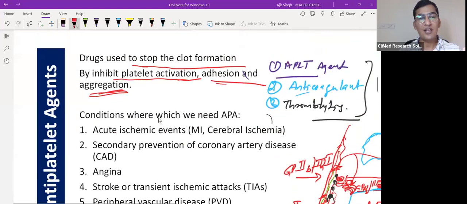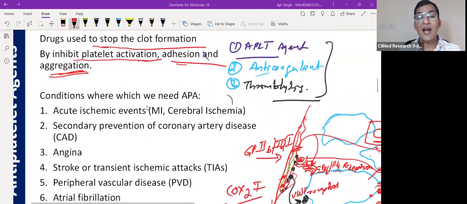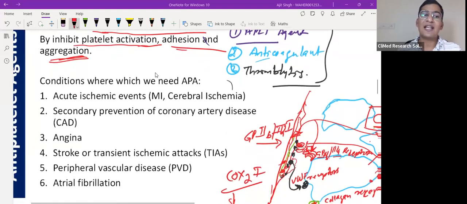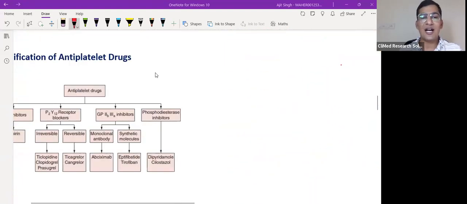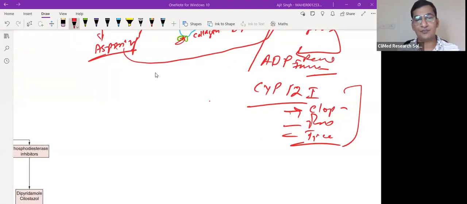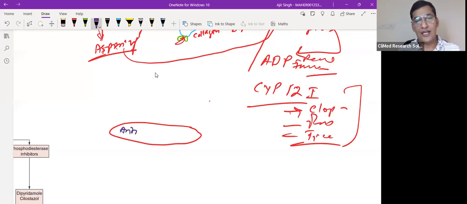See, look at this. These are the drugs used to stop clot formation by inhibiting platelet activation. So multiple mechanisms, as I told, then adhesion and aggregation. So if I'm talking about the indications, I'll just write here, antiplatelet drugs. Where can we use them, guys?